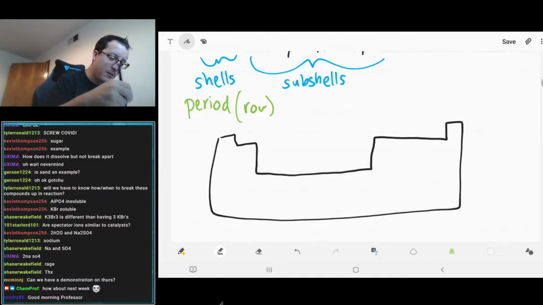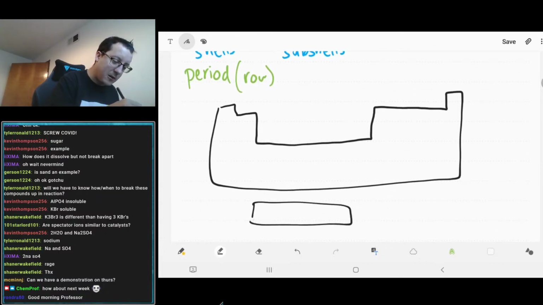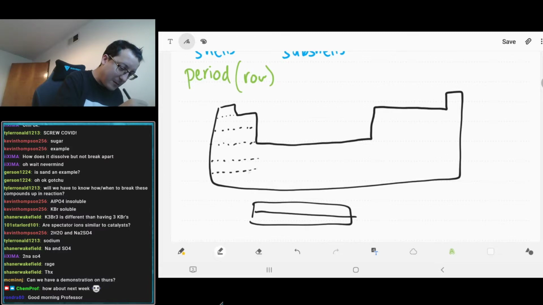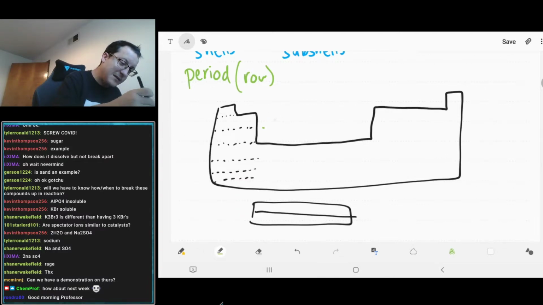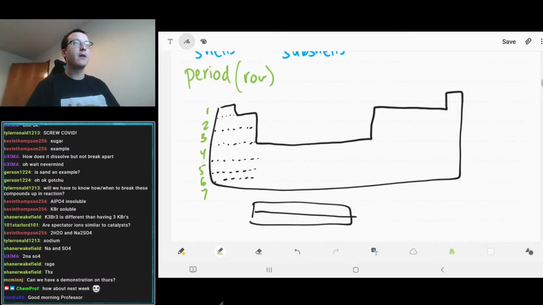Boom, periodic table. And then we have our other dudes down there. Sorry, a little bit more artistry here from me. 5, 6, 7. Guess what? We have 7 periods within the periodic table. I am sorry that they're so crappily drawn, but trust me, there are 7 rows in the periodic table.